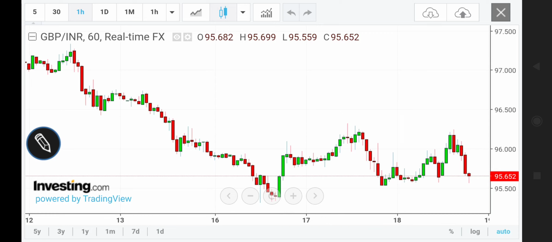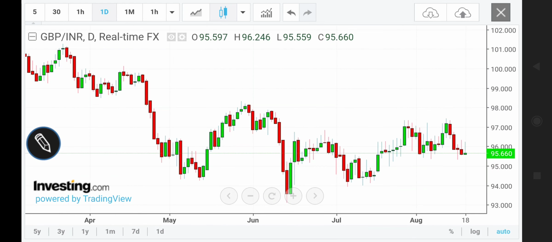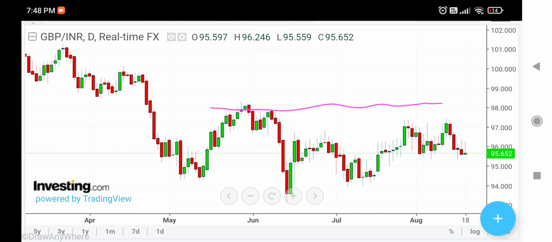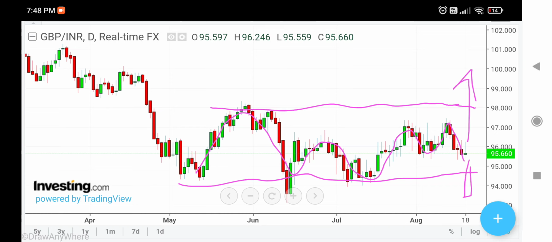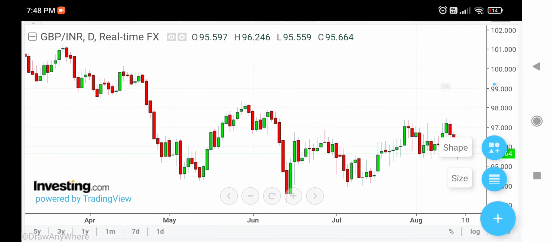Buddy, let's do the trend analysis for GBPINR. If you look at the daily trend of GBPINR, this is stuck in a range. The top range is roughly around 98, the bottom range is around 95, 95.50, and what we are seeing is it's going up down up down up down, so it is in a range. This range should normally break down or break up in either of the directions, so that you get a clear indication of what is going to happen with GBPINR.